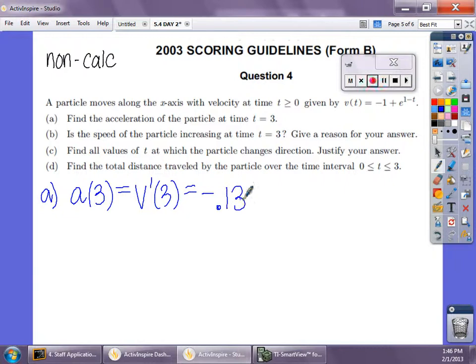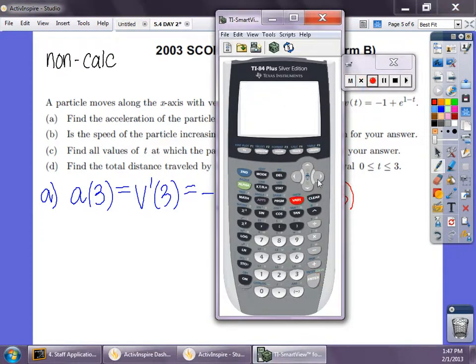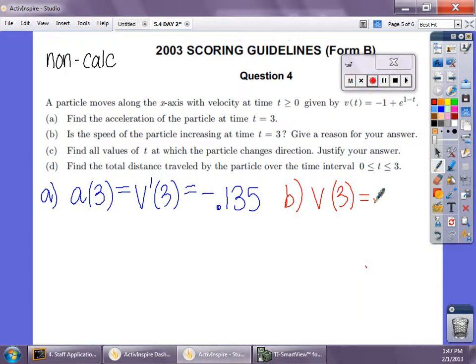Negative 0.135. Letter B asks, is the speed of the particle increasing at time equal to 3? Well, I already know that the acceleration is negative, so now all I need is the velocity at 3. So same thing, I'm going to go in here, vars, move over to y vars, press enter, and then we're going to do it at 3. So this will evaluate the function that I put into y1, which was the velocity function. So this is really giving me the velocity at 3. And that value is negative 0.864. The next value was a 6, so you could put negative 0.865 and it would be correct.